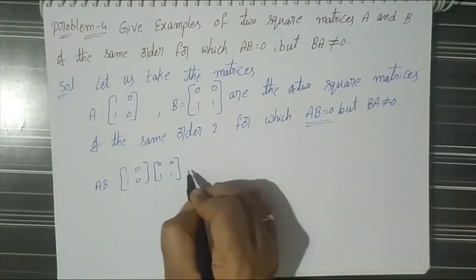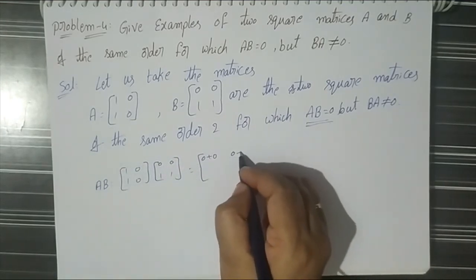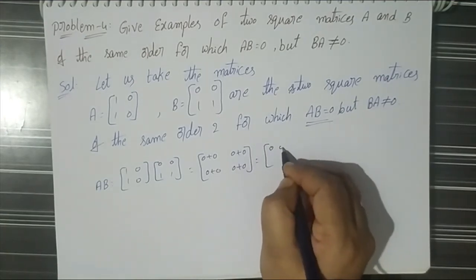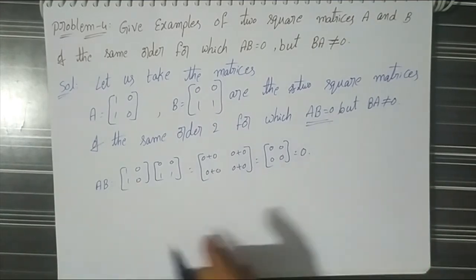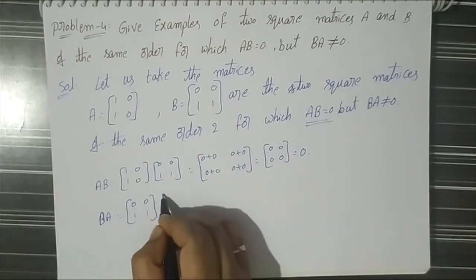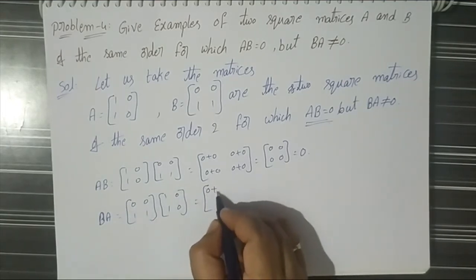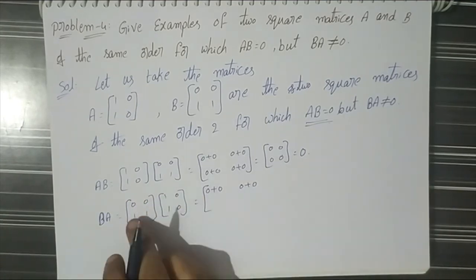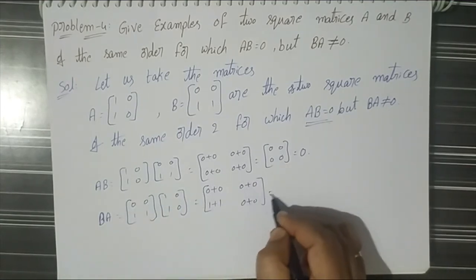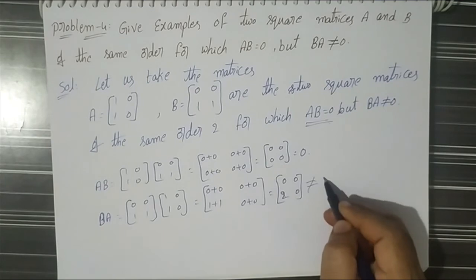For our understanding, we multiply AB equals [1 0; 1 0] and B value [0 0; 1 1], that is equal to 0 plus 0, 0 plus 0, 0 plus 0, 0 plus 0, that is [0 0; 0 0], that is O. AB equals O. Next, BA: similarly BA is [0 0; 1 1] into [1 0; 1 0], that is equal to first row first column 0 plus 0, first row second column 0 plus 0, second row first column 1 plus 1, second row second column 0 plus 0, that is [0 0; 2 0]. This is not equal to 0.